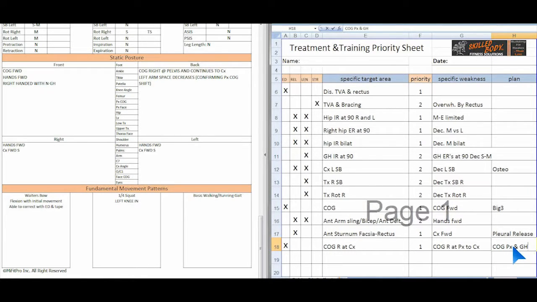So center of gravity, pelvis, and GH is the symbol I use just for teaching him how to keep his pelvis between his feet and then his shoulders over his hips.